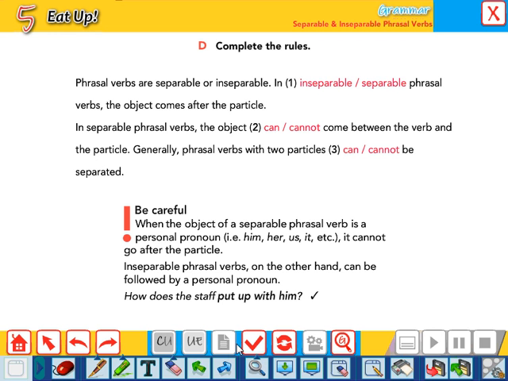Pay attention. Here, inseparable phrasal verbs, you can't separate them. The object comes after the particle. This is inseparable. This is separable. The object can come between the verb and the particle, which means the preposition.